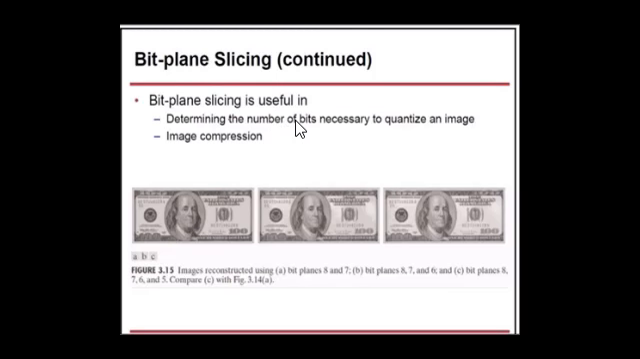Students, now we will see what is the use of bit plane slicing. It is used for determining the number of bits necessary for quantization of an image. Bit plane slicing is also used for image compression. If the image size is extremely large, we can reduce it without harming the image quality. We can compress it. For this, bit plane slicing is used.